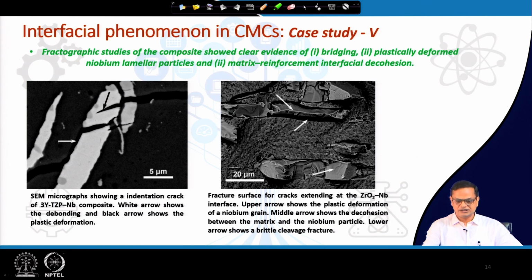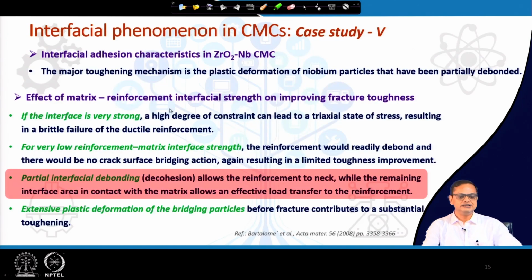You are also seeing here this kind of complete brittle failure because of better interfacial bonding. Now, the niobium particle itself is getting fractured. Okay. So, all these different kinds of mechanisms are playing a role in improving the fracture toughness. So, ultimately the major toughening mechanism is the plastic deformation of niobium particles that have been partially debonded. So, partial debonding along with plastic deformation, and that is what is required.